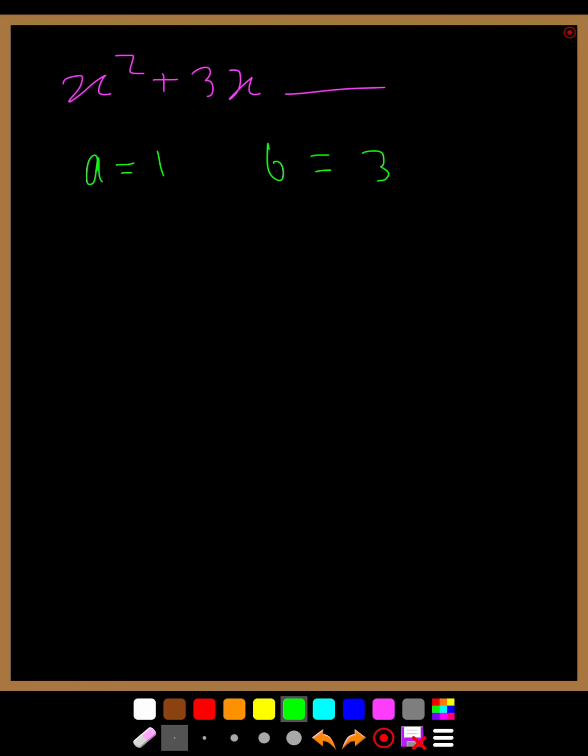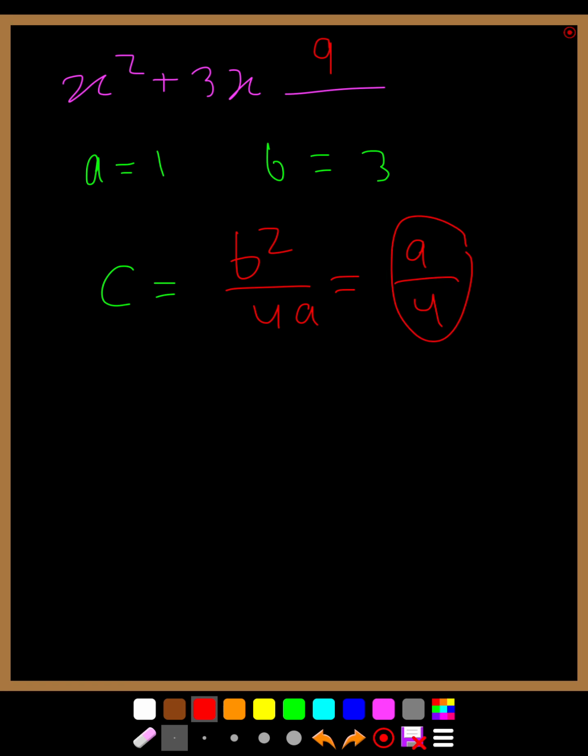How can you find the c? By using the formula. What is our formula? Yes, that's good: b power 2 over 4a. What is the b? Here, 3 power 2 is 9, over 4a, which is 4 times 1, so 4. So here it will be 9 over 4.